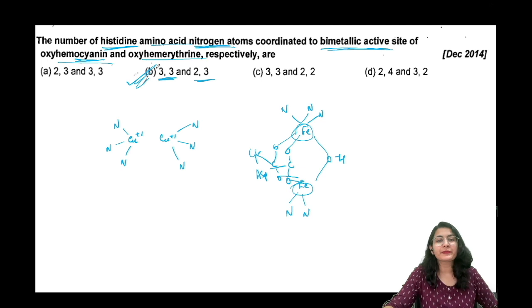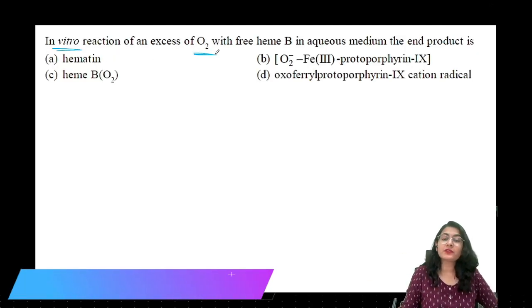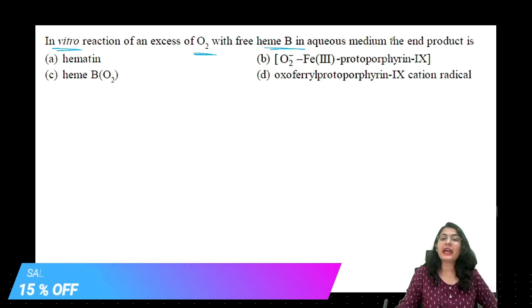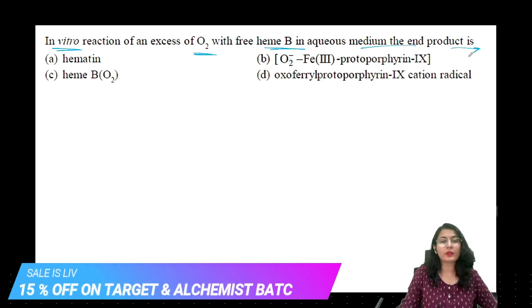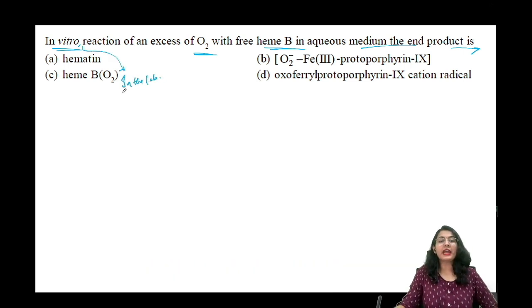It's very simple. In vitro reaction of an excess of oxygen with free Heme B in aqueous medium, and the end product is going to be. What is in vitro? In vitro means in the lab, and in vivo, that is basically in the body.